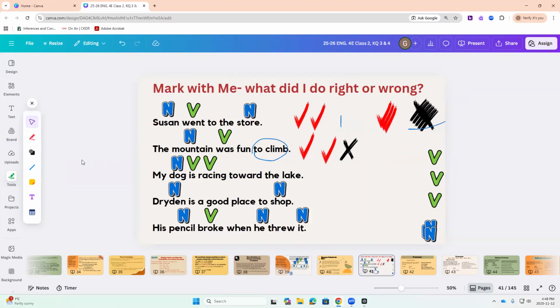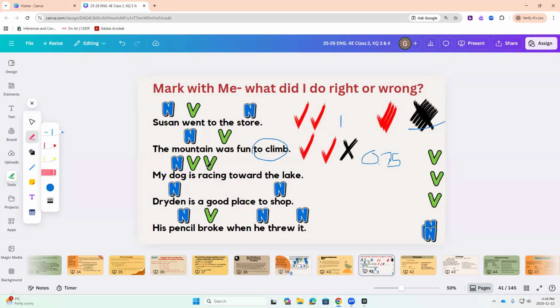hang on. Oh, why is it not doing it here? Try that. Okay. 0.75. All right, I'm just going to stick to my script here.